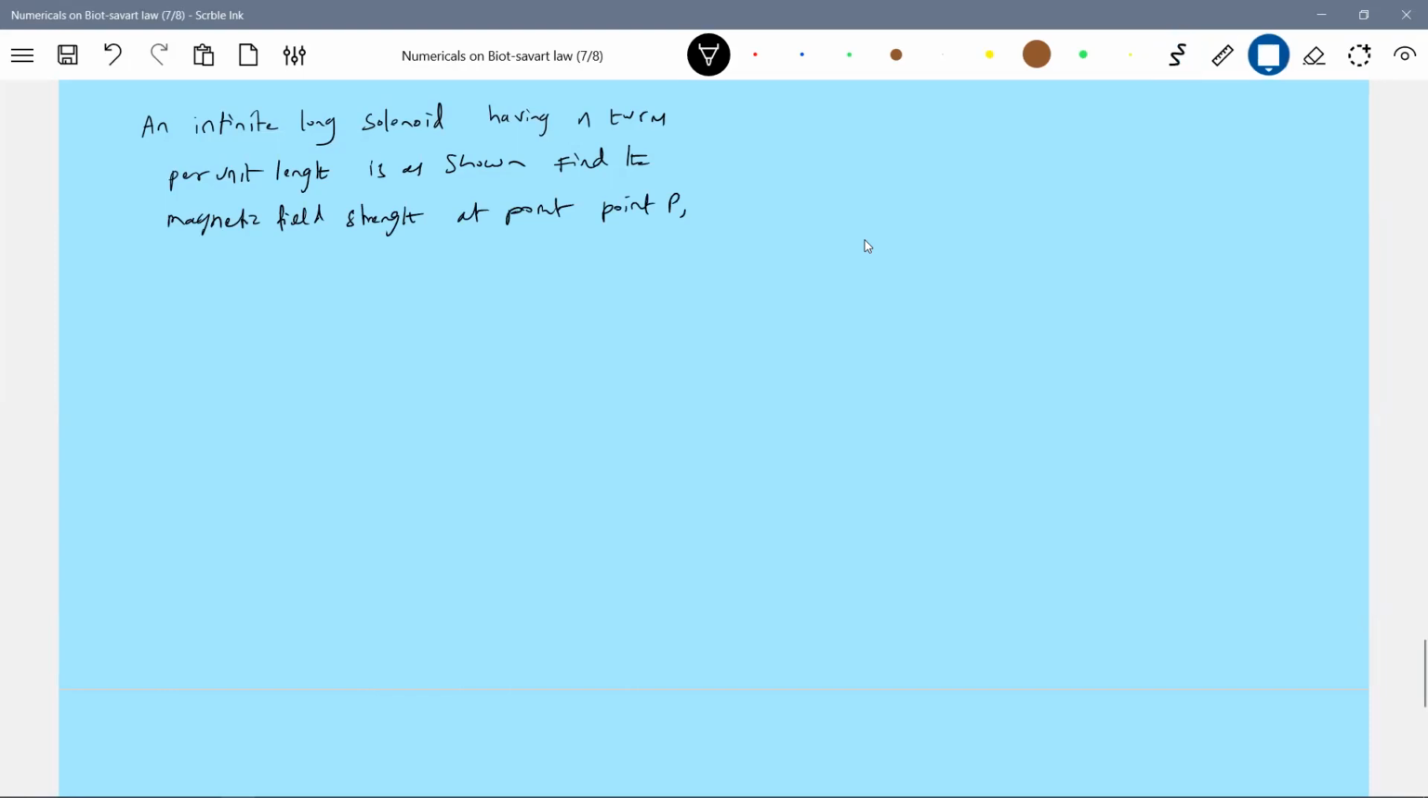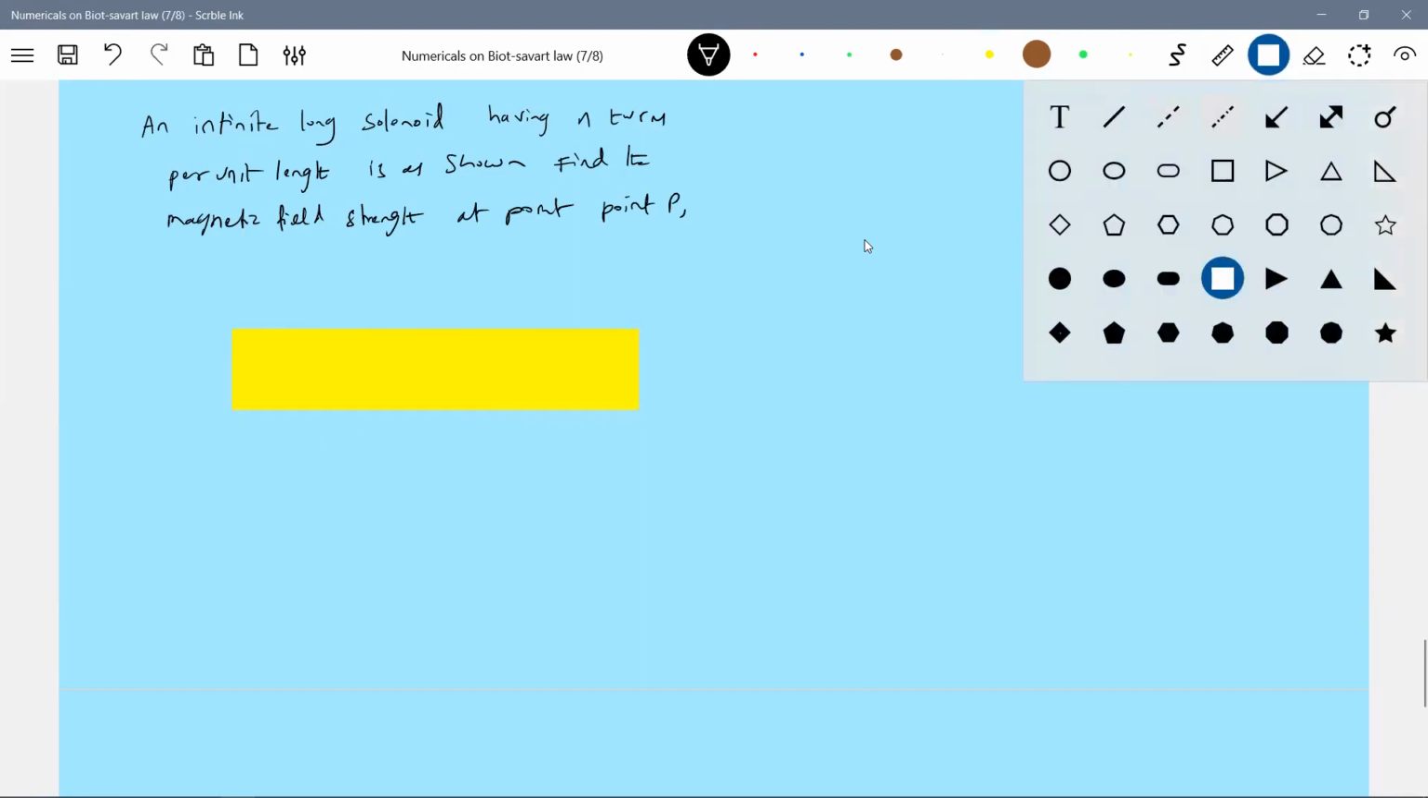Okay, there's a solenoid. Where is the point P? Point P lies outside.